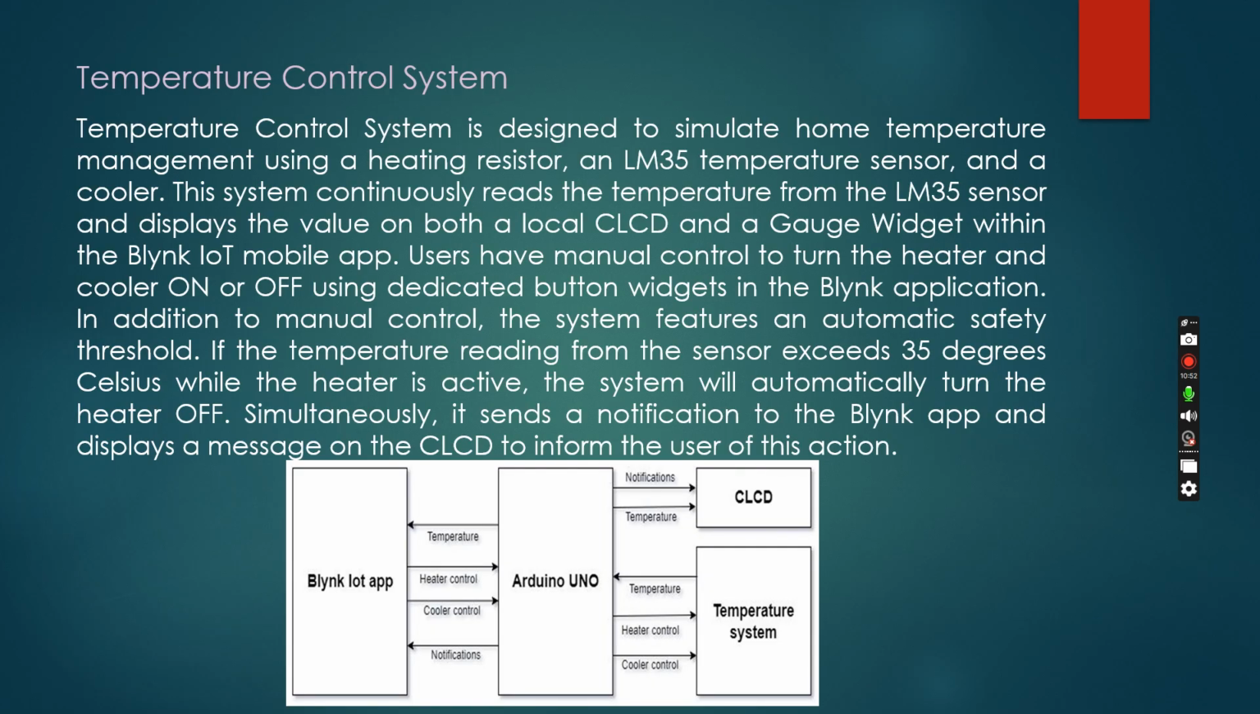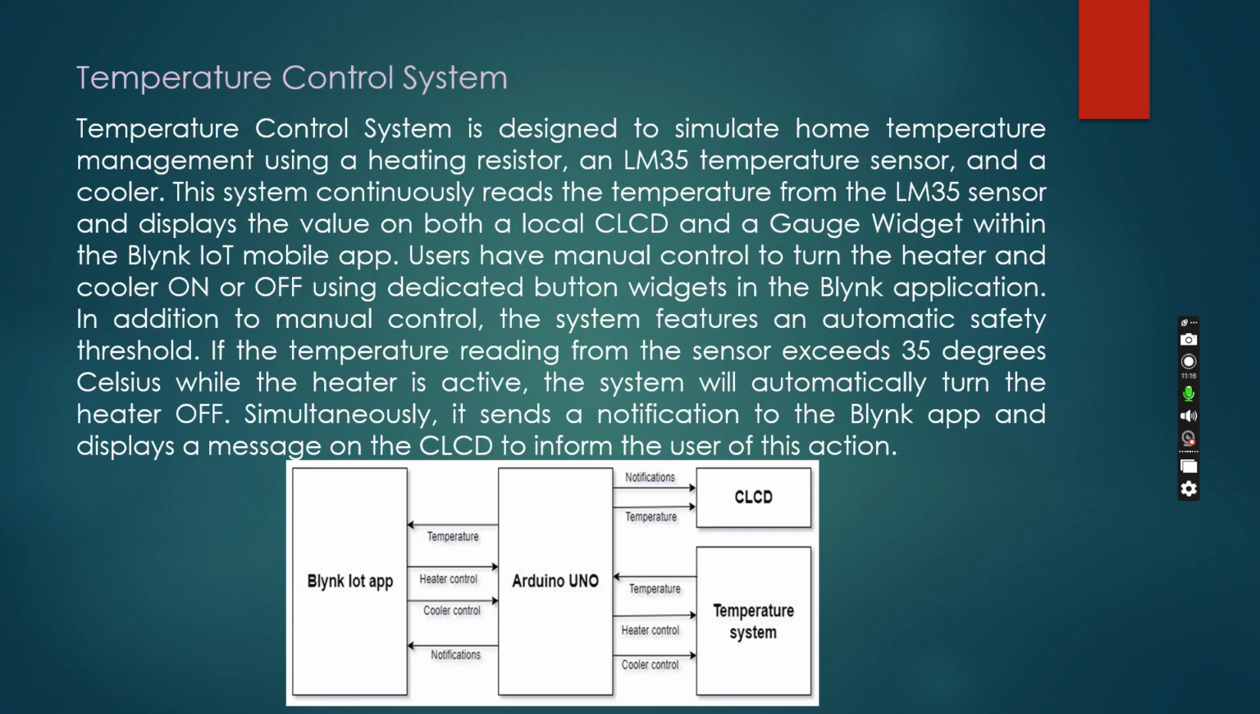Simultaneously, it sends a notification to the Blynk app and displays a message on the CLCD to inform the user of this action. We also look at the block diagram for the temperature control system. We have mainly four blocks: Blynk IoT app, Arduino Uno, CLCD, and temperature system. The Blynk IoT app is used to control the input values for output.